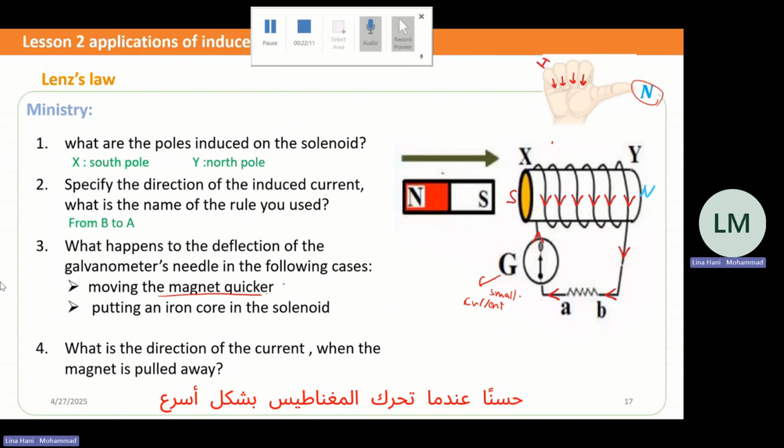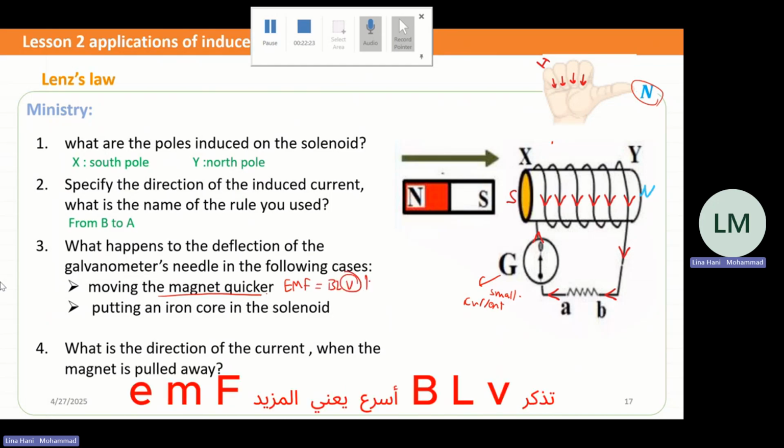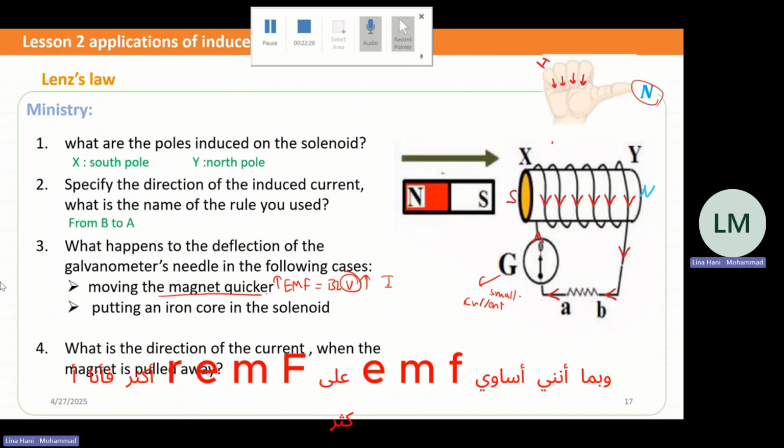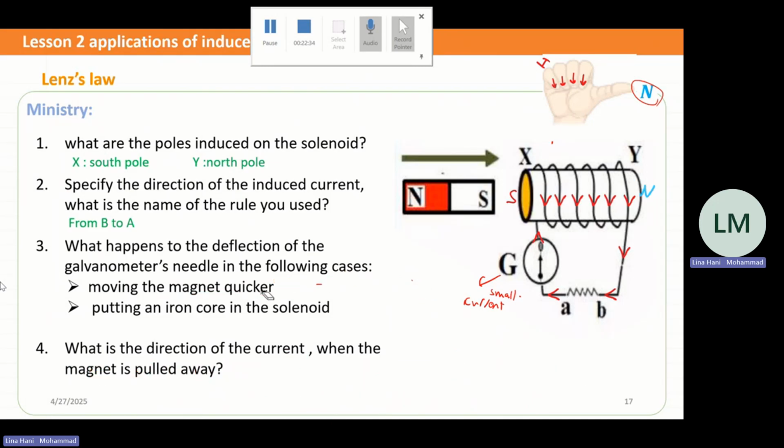quicker. Well, when you move the magnet quicker, you will induce a larger current, just like we have learned in lesson 1. Quicker means more EMF, remember BLV. And since I equals EMF over R, EMF more, I more, so the current will increase. Putting an iron core, just like we have learned in term 1, putting an iron core inside a solenoid will increase the magnetic field produced by it, and hence it will increase the current as well.